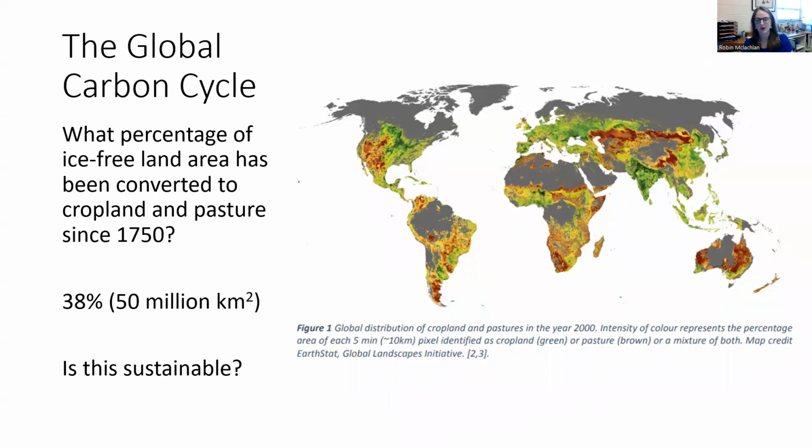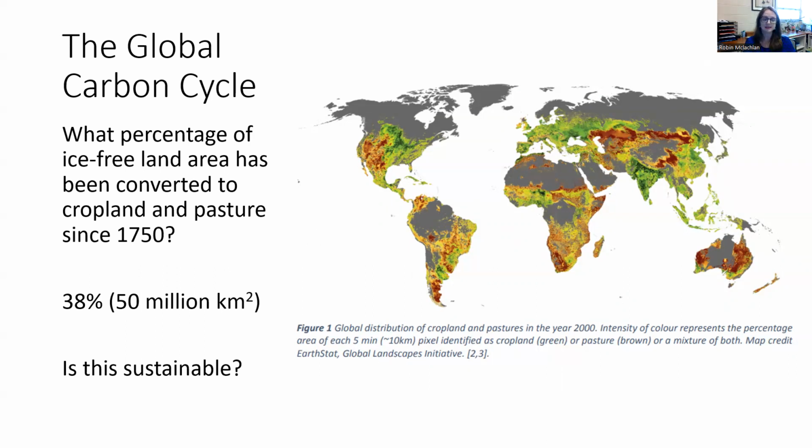That's 50 million square kilometers. So this image is showing the global distribution of cropland and pastures in the year 2000, and the intensity of color represents the percentage of area that has been altered. And so you can see that pretty much everywhere that humans live, meaning not deserts, not incredibly dense rainforest, we have converted to cropland to sustain ourselves.